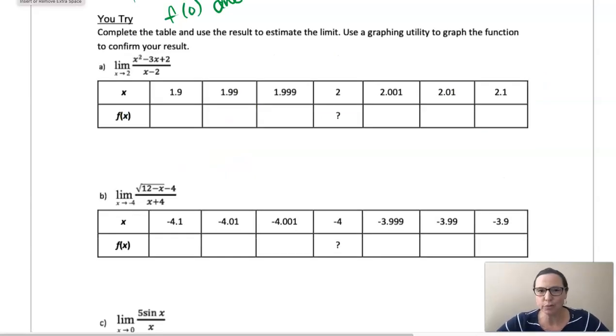Why don't you at home go ahead and try these two. Fill in your table of values and see if you can find a pattern with the outputs, and then from that be able to establish the limit.